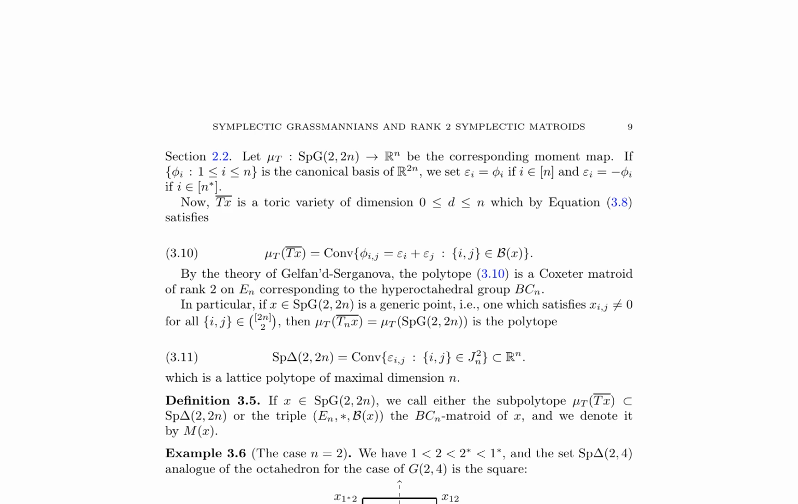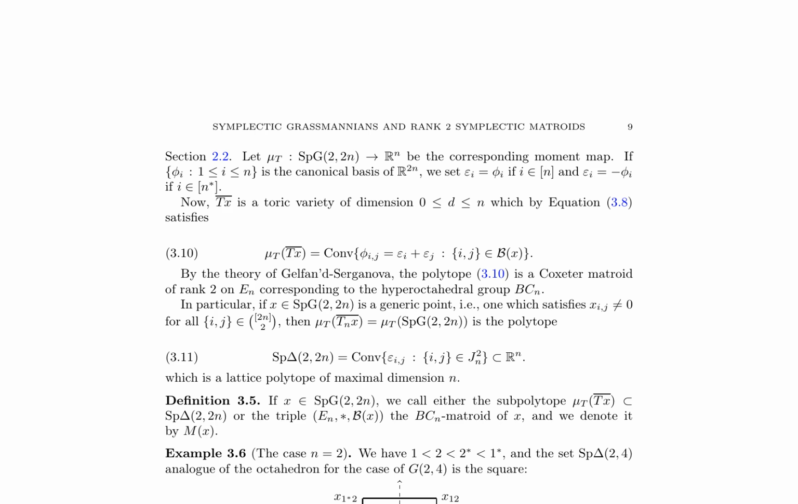The concept of symplectic Grassmannians and rank 2 symplectic matroids is explored, focusing on the BC_N matroid structure. The moment map μ_T for a toric variety T_X of dimension d, with 0 ≤ d ≤ N, is defined, satisfying equation 3.10, and related to the Coxeter matroid of rank 2 on N, tied to the hyperoctahedral group BC_N.